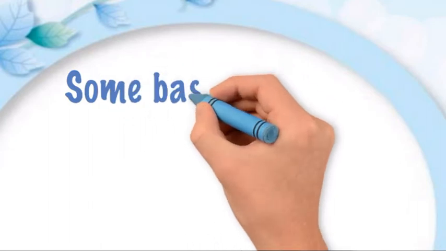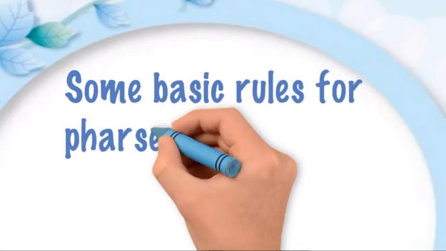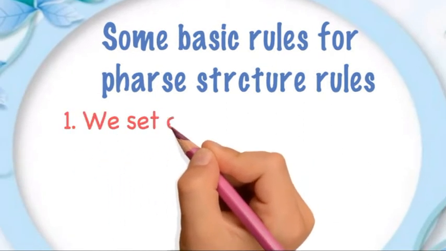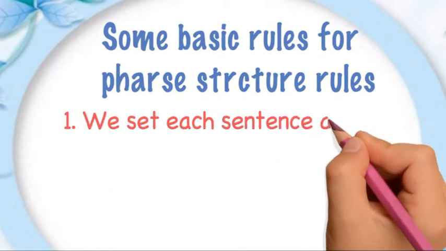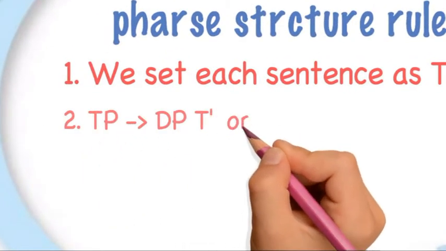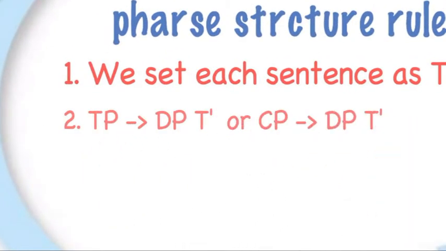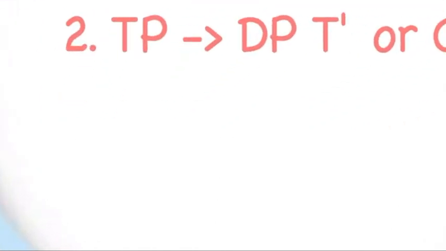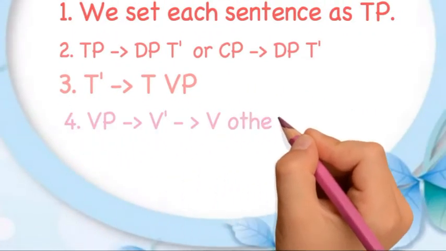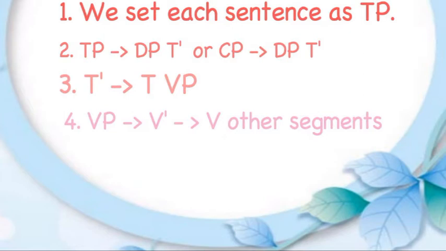Now, let's introduce some basic rules for the phrase structure rule. We set each sentence as a TP, that means a tense phrase. And for each TP, we can divide it into a DP and T bar, or CP and a T bar. For each T bar, it contains a T, meaning tense, and a VP. And finally, VP goes to V bar and then goes to the main verb V and the other segments.